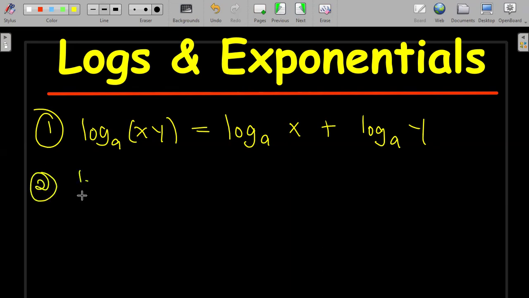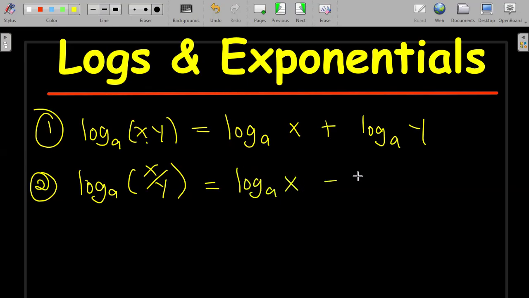Number two is the law that involves division and subtraction. Here we were doing multiplication and addition; this one is division and subtraction. So if I have log A of x over y, this is the same as log A of x minus log A of y. A very beautiful property. We are going to see how useful it is when we are solving questions. Then three, we can look at the power rule of logs.